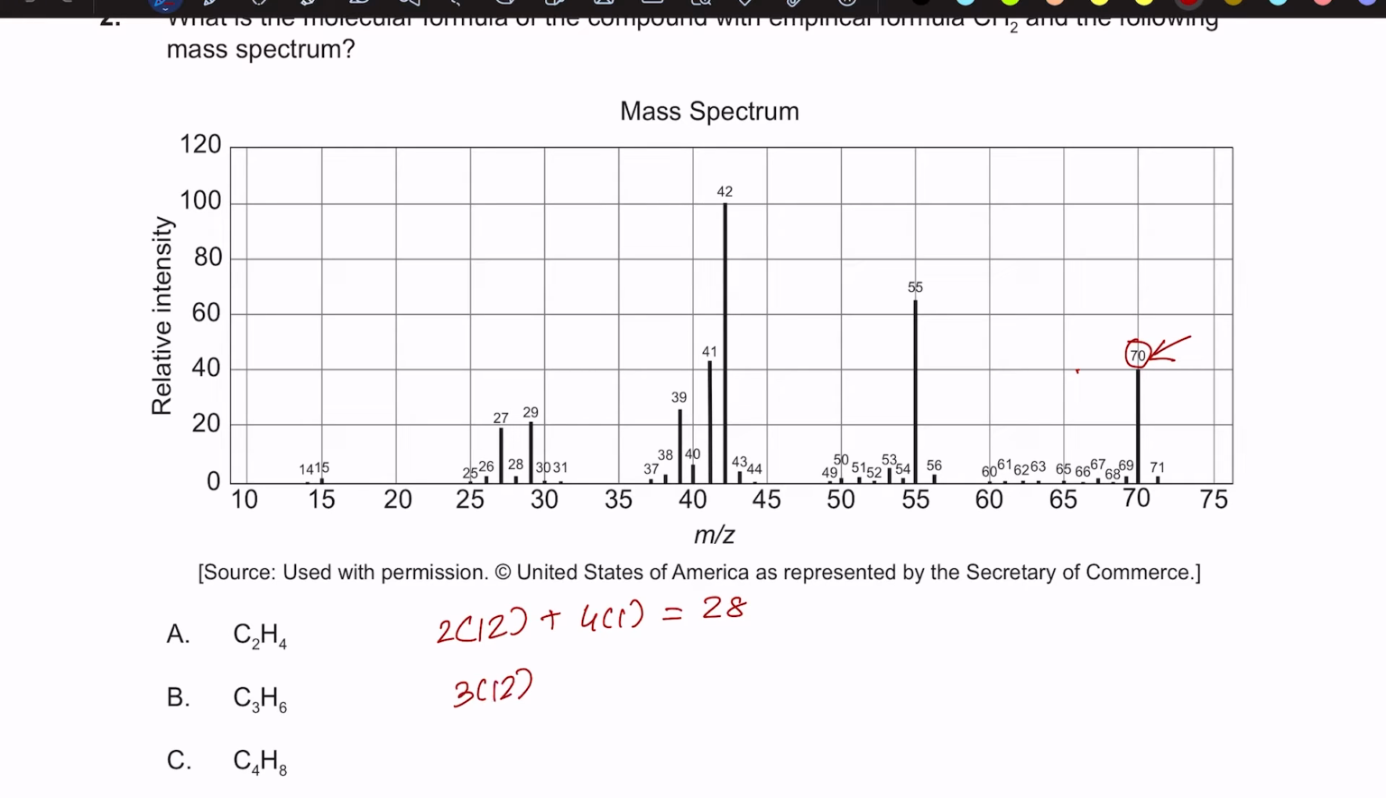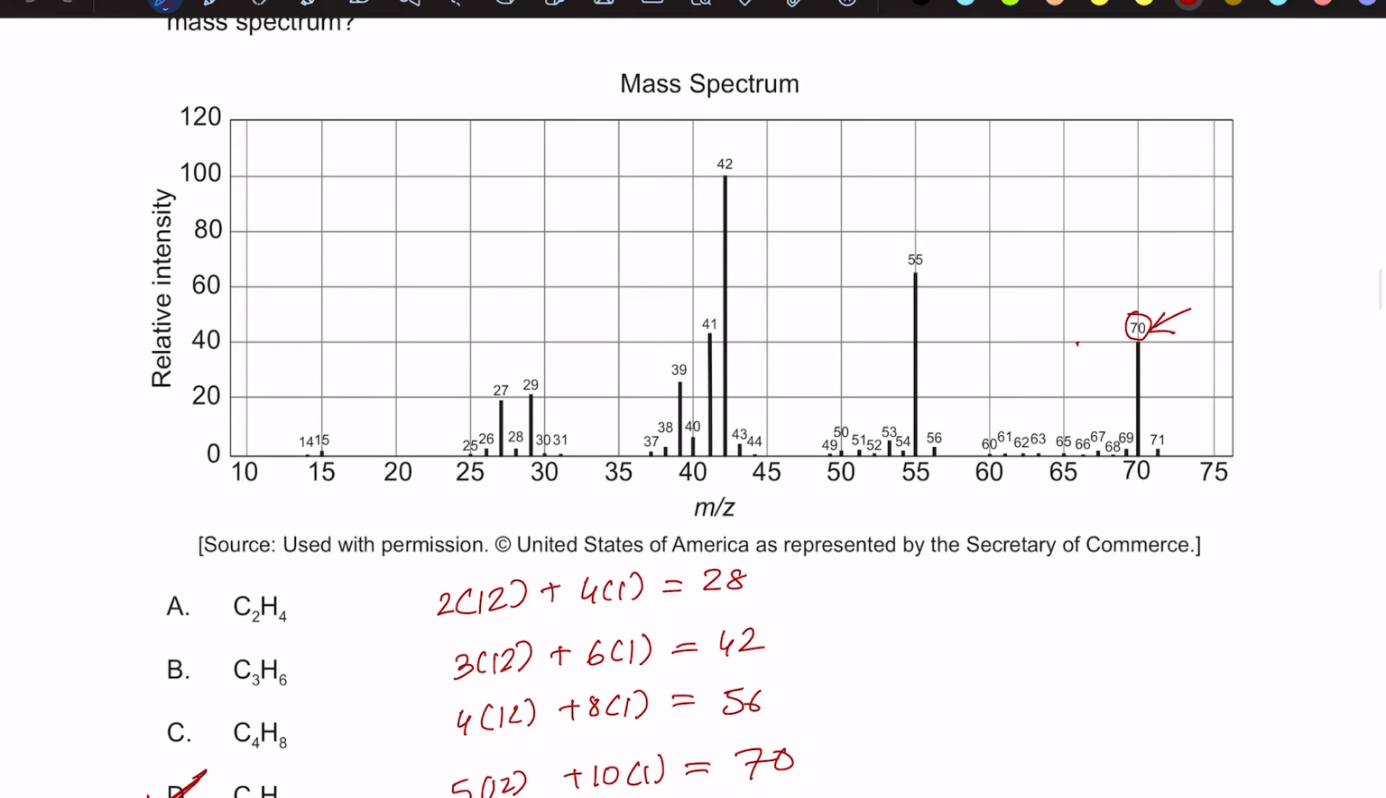C3H6, 3 times 12 plus 6 times 1. So 3 times 12 is 36, 36 plus 6 is 42. C4H8, 4 times 12 plus 8 times 1. 48 plus 8 is 56. The last one, 5 times 12 plus 10 times 1. 5 times 12 is 60, 60 plus 10 is 70. So from this, I can see that for the last one, our molecular mass exactly matches the m/z ratio of the highest peak at the extreme end. So option D would be the correct answer to this question.